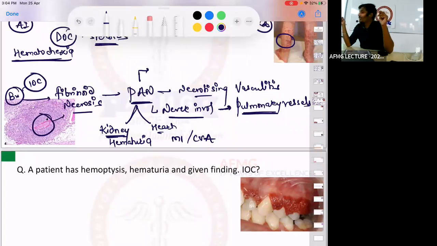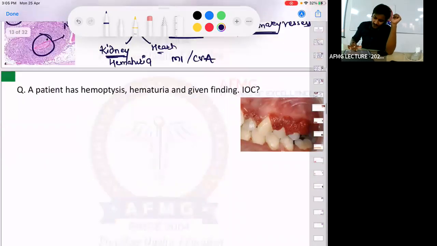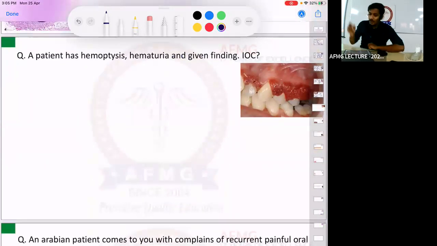The drug of choice in PAN would be, again, drug of choice. In rheumatoid, don't use too much brain. If you don't know anything, drug of choice, and you need to mark something, steroids. Okay? A patient has hemoptysis, hematuria.